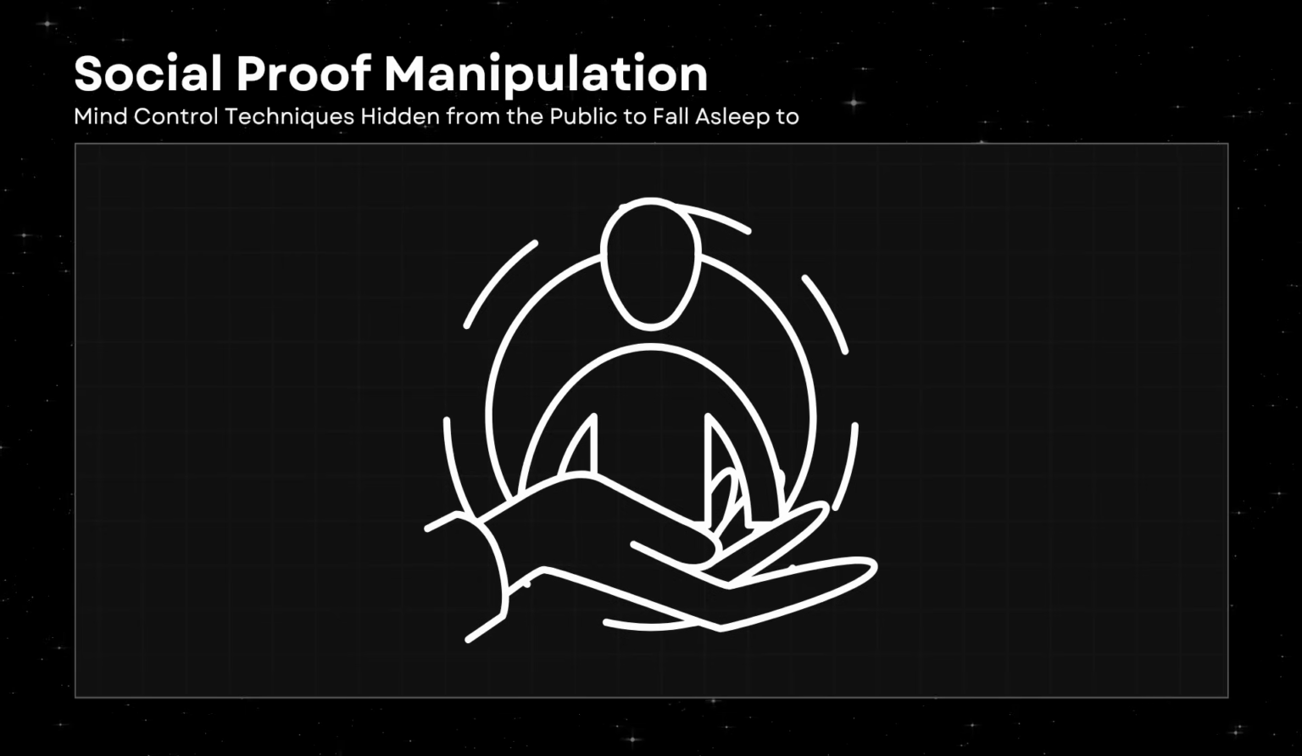Marketers, political groups, and even governments use this tactic to shape public opinion. The tools they use include bots, fake reviews, paid influencers, and staged testimonials. The goal is not to prove a message right, but to make it look popular.